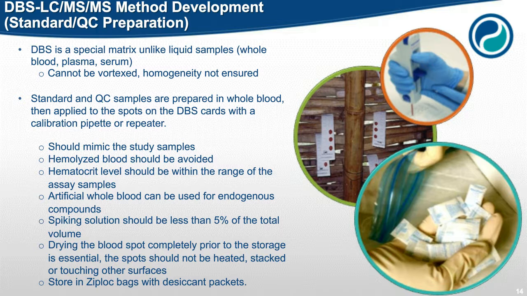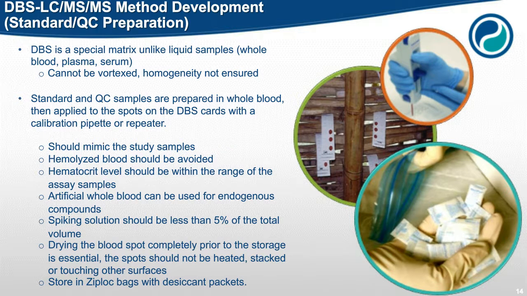We spike blank blood with the compound of interest, and we mix it well. We apply a certain volume of the whole blood onto the filter paper, and we get a spot, and then we let it dry. It becomes DBS. One thing I need to emphasize here is that when we spike the blood with the compound, we want to make sure that the spiking solution is less than 5% of the total volume. The reason is if there is too much spiking solution, it's going to change the viscosity of the blood and therefore change how it diffuses on the paper, and it'll affect the quantitation of the assay samples.